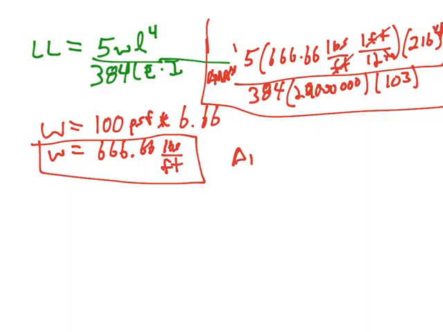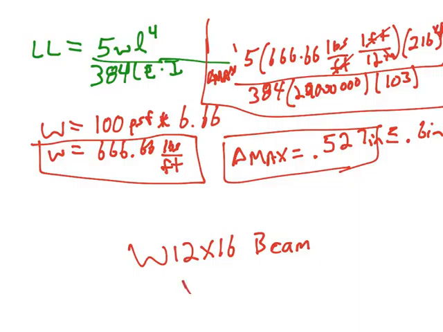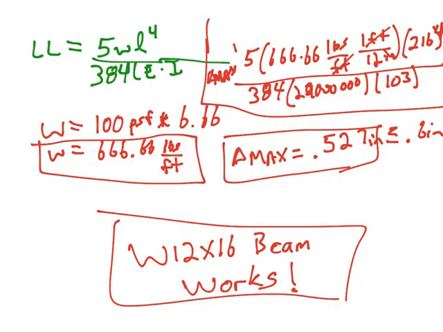So after running all of that, my delta max for just the live load is equal to 0.527. And our deflection limit for the live load alone was 0.6. So my 0.527 inches deflection is less than or equal to 0.6 inches. And so this W12 by 16 beam works. And that is how you do a design.